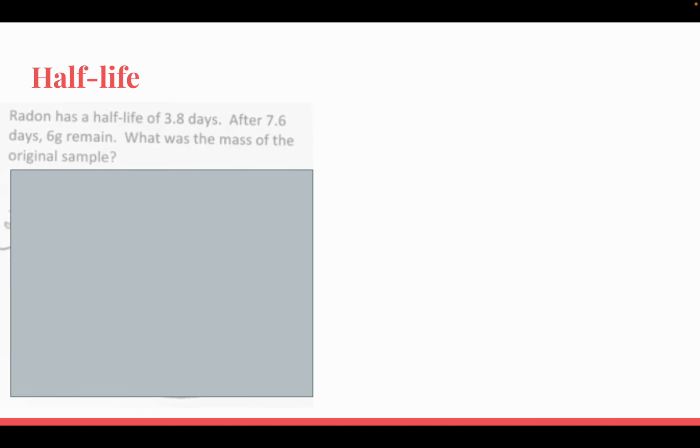You don't need that exponent feature. You can do something as simple as this. All right, so here we have radon has a half-life of 3.8 days. After 7.6 days, 6 grams remain. What was the original mass?